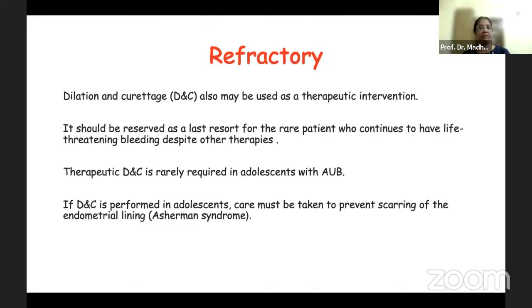Now, for some patients, in spite of all this, the bleeding is not stopping. Then what you do is go in for a dilatation and curettage. It can be used as a therapeutic intervention, but it should be reserved as a last resort for the rare patient who continues to have life-threatening bleeding despite other therapies. But remember, in adolescence, sometimes we have even used it. Therapeutic D&C has been done, but as I told you, it's the last resort. And when doing it, be careful, because you should prevent scarring of the endometrial lining and Asherman syndrome. So don't be too vigorous about doing the D&C.